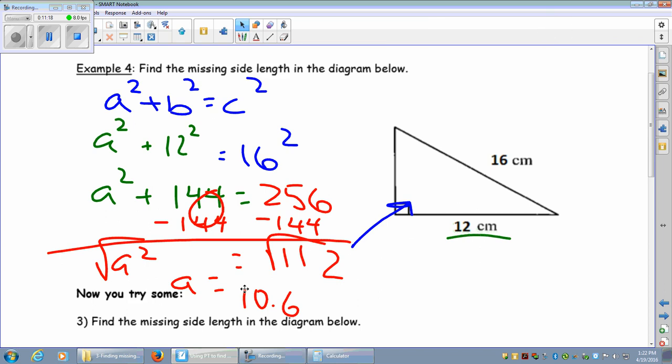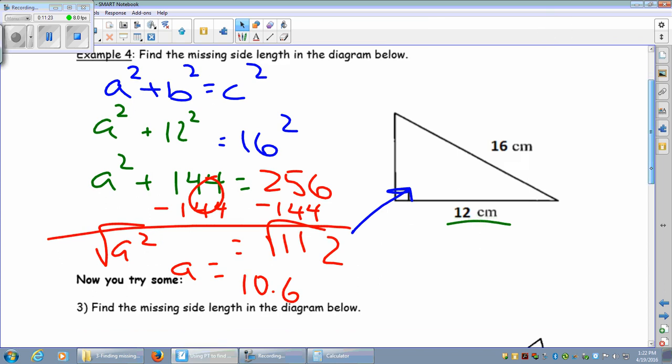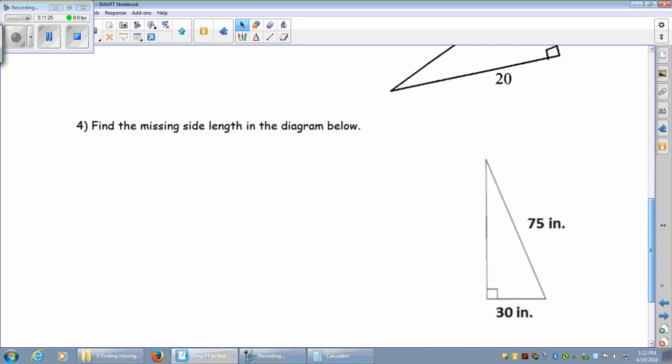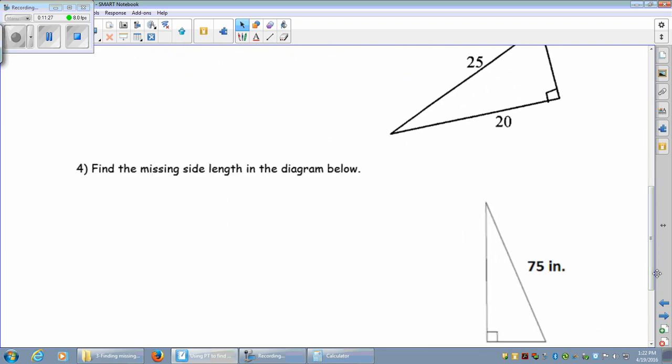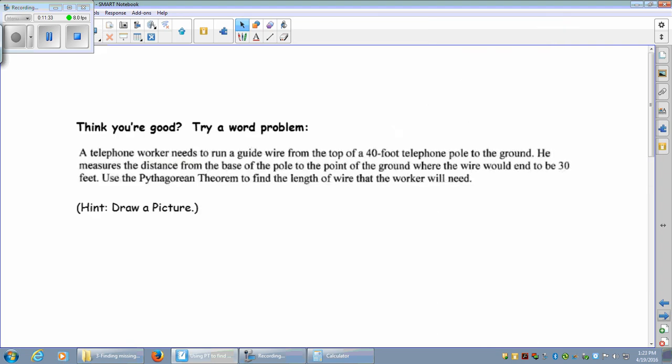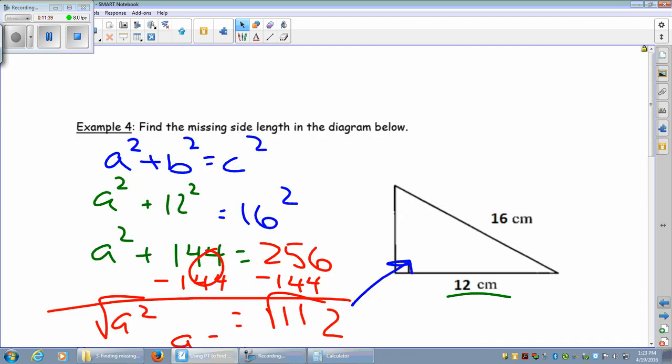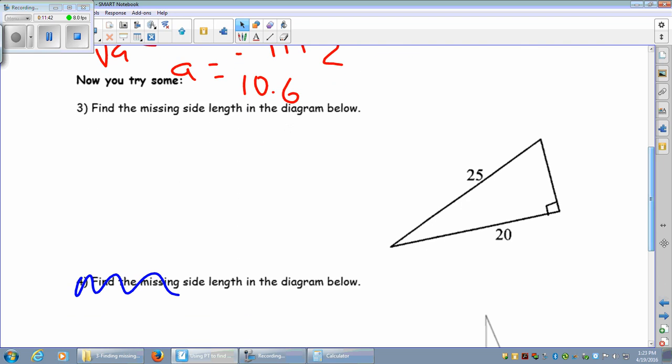All right? So, just like before, pause it. I have a couple for you guys to try right here. Just so it doesn't get monotonous, why don't you skip number 4 and try to do this one in the back for me instead. Think you're good, try a word problem. I think you guys are going to be pretty good at this. And my hint for you is draw a picture. So let's go back, pause the video, try 3 and the one in the back for me.